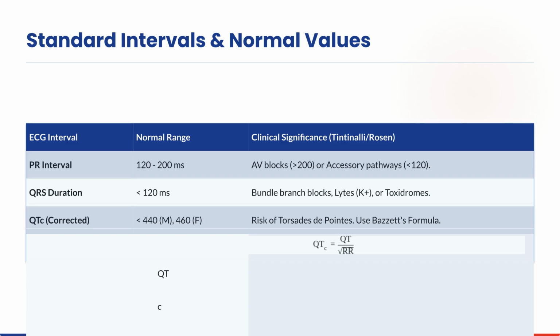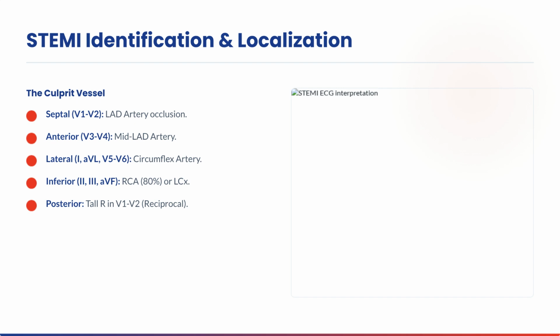Abnormalities in the PR, QRS, or QTc intervals can indicate AV blocks, bundle branch blocks, or risk of torsades de pointes. When identifying STEMI, localization helps pinpoint the culprit vessel: septal and anterior, LAD; lateral, circumflex; or inferior, RCA or LCX. Look for reciprocal changes to confirm posterior involvement.